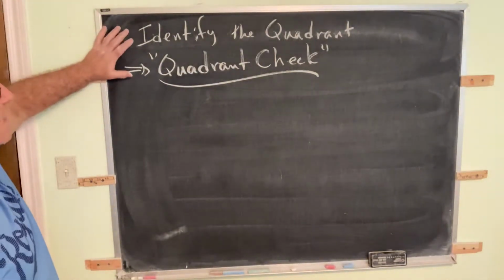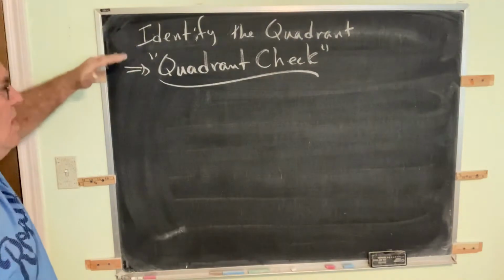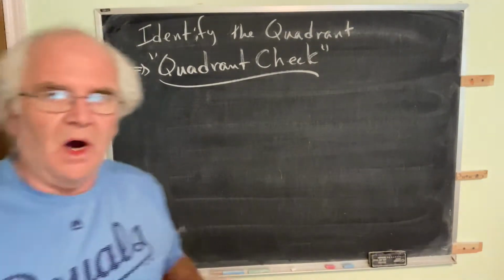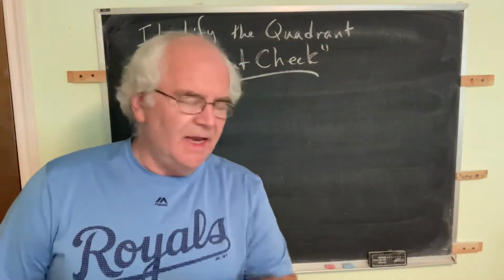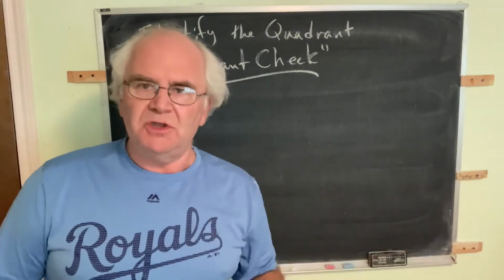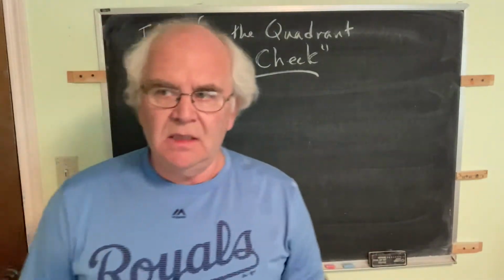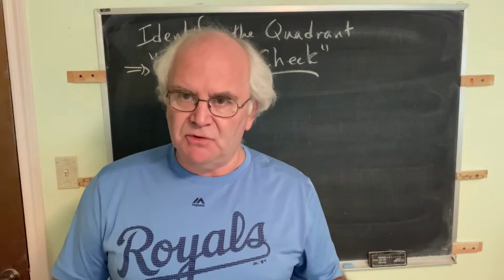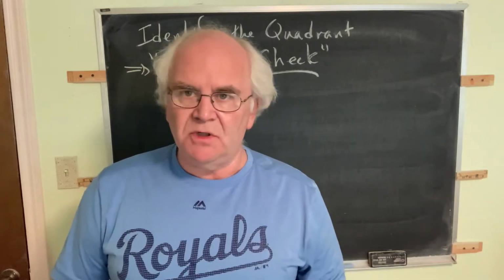Our next big deal is identifying the quadrant. Quadrant check. Quadrant check is absolute. It is never going to go away. Quadrant check is one of the bedrock rules of working with trigonometry. You must be able to do the quadrant check.